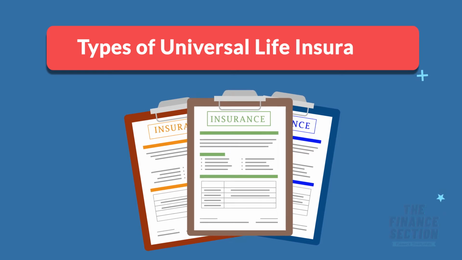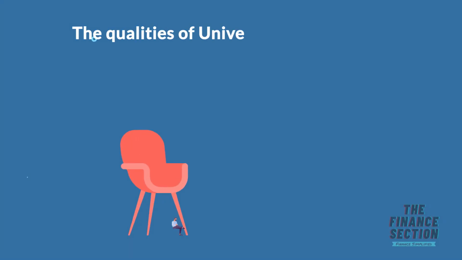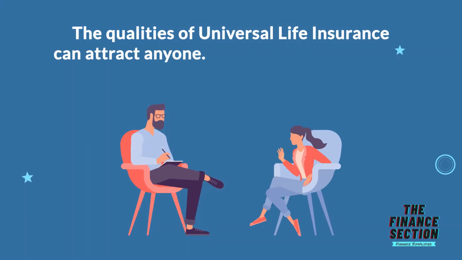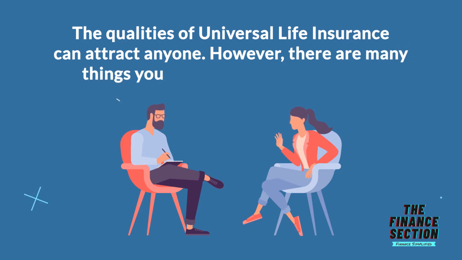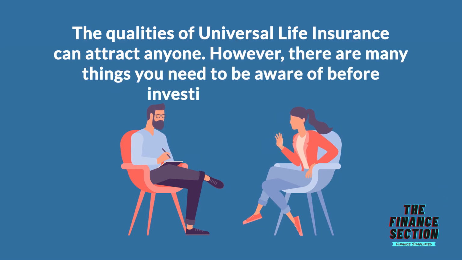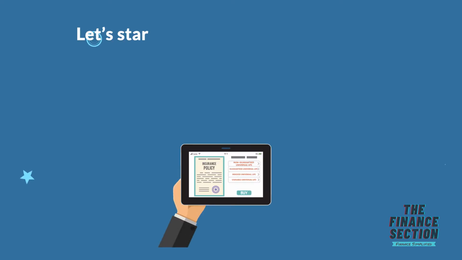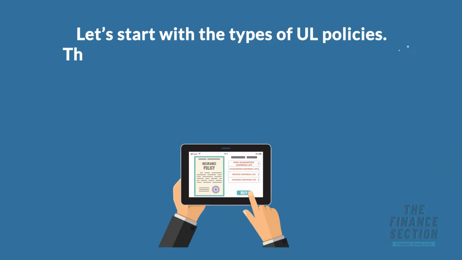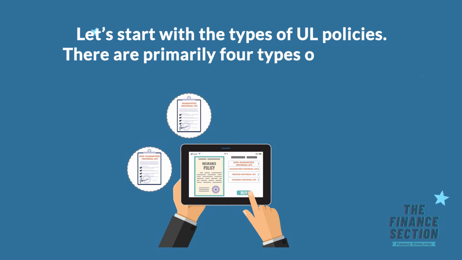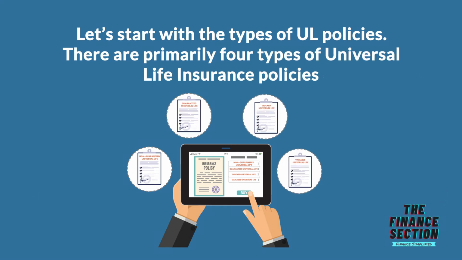Types of universal life insurance. The qualities of life insurance can attract anyone. However, there are many things you need to be aware of before investing in a UL policy. Let's start with the types of UL policies. There are primarily 4 types of universal life insurance policies.